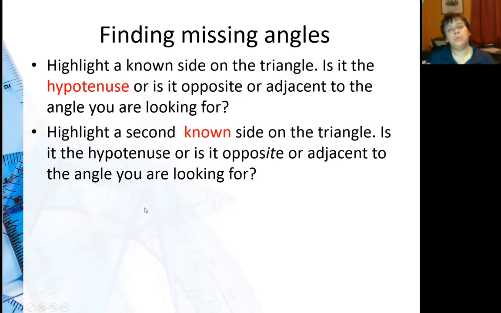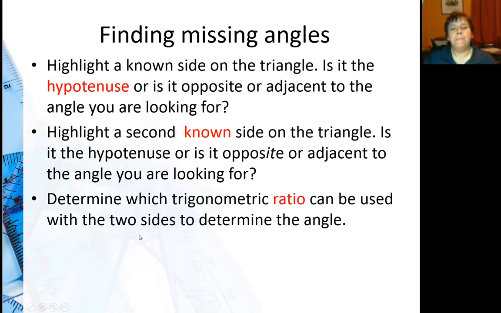Depending on which two you have, it tells you what ratio you have. So you have opposite, adjacent, and hypotenuse. If I have opposite and adjacent, I'll use tangent. If I have opposite and hypotenuse, I'll use sine. If I have adjacent and hypotenuse, I'll use cosine.